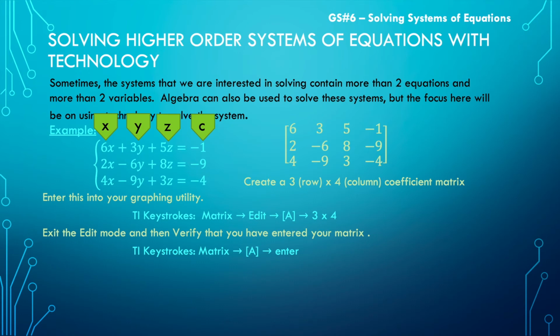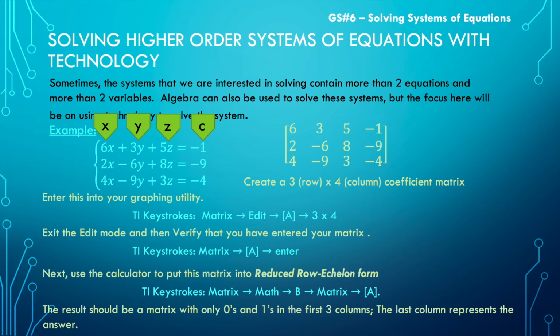Then you're going to want to exit the edit mode and verify that you put your matrix in correctly. I always do this because I often make errors when I'm entering my matrix. The keystrokes to do this, after you've exited the edit mode, are to hit matrix, select matrix A, and then press enter.